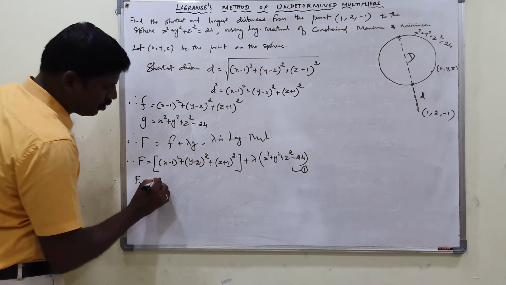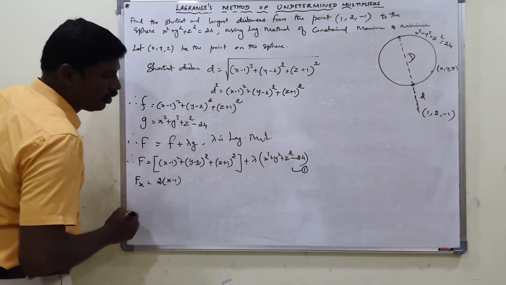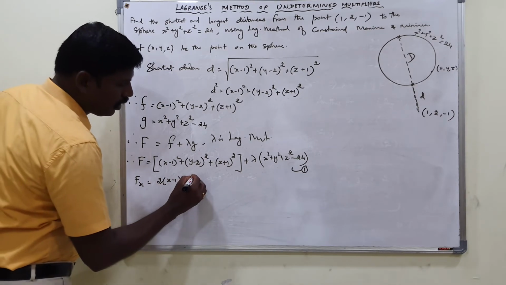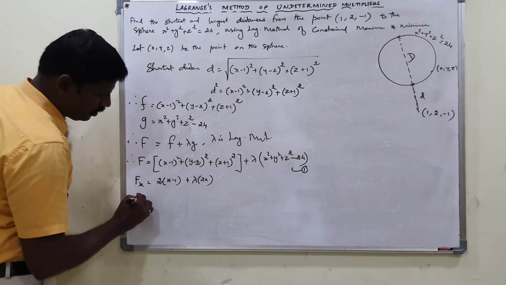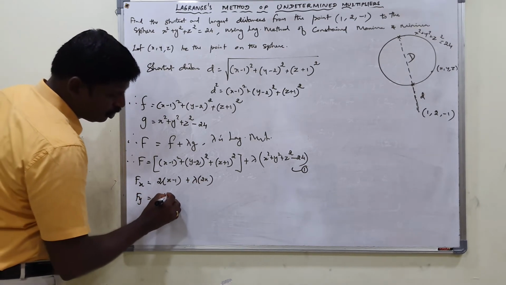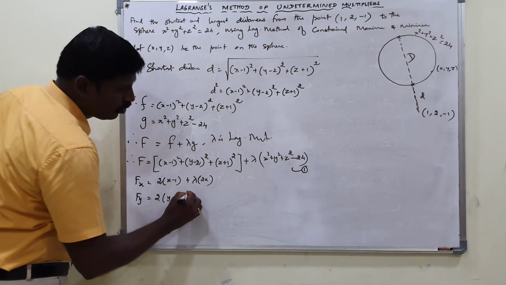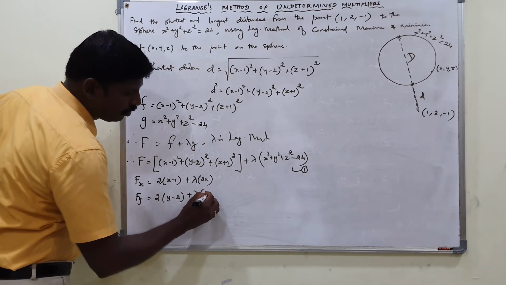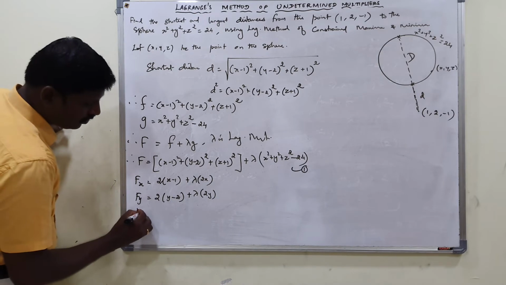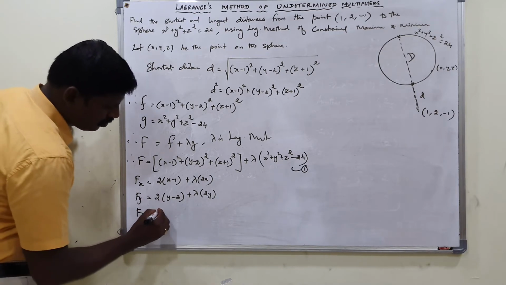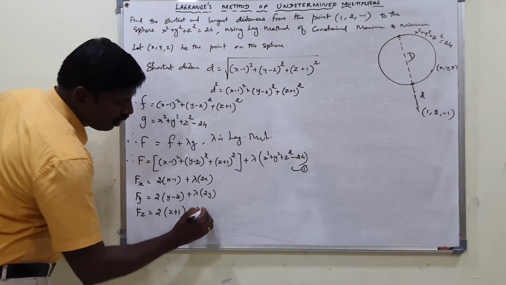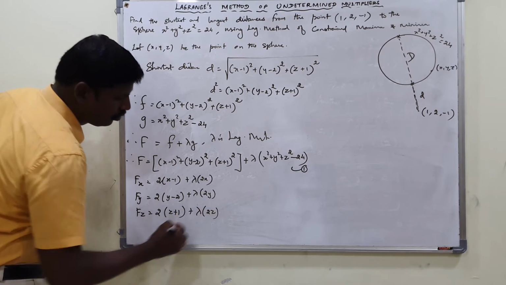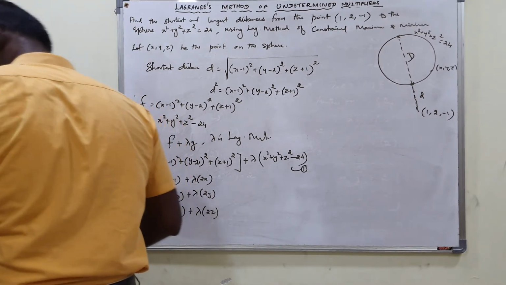What is fx? 2 into x minus 1 plus lambda into 2x. Okay? What is fy? 2 into y minus 2 plus lambda into 2y. What is fz? 2 into z plus 1 plus lambda into 2z. Okay?